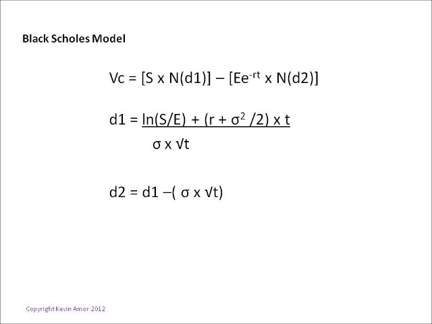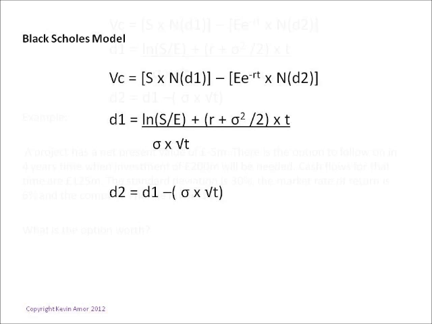D2. D1 is the natural log of the share price divided by the exercise price, plus the rate of return plus half of the standard deviation squared, multiplied by the time period, divided by the standard deviation multiplied by the root of the time period. And D2 is D1 minus the standard deviation multiplied by the root of the time period.